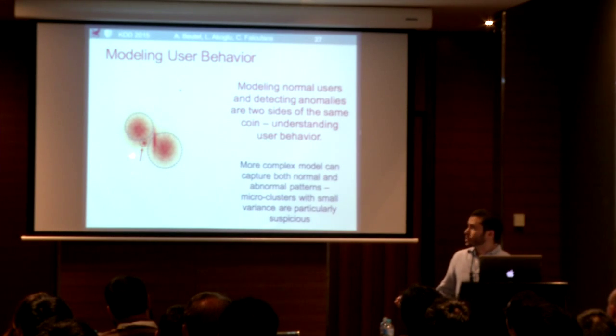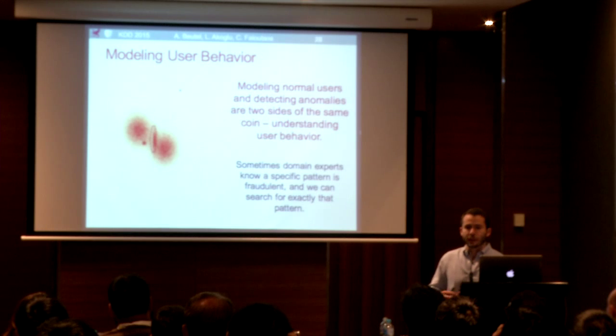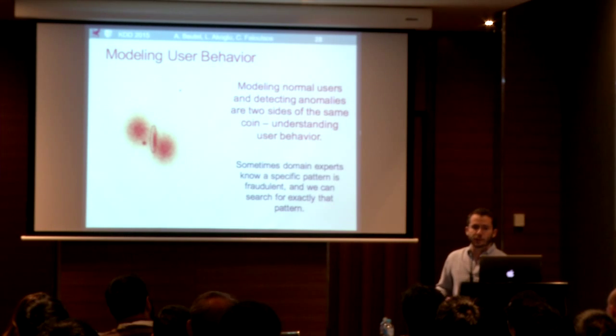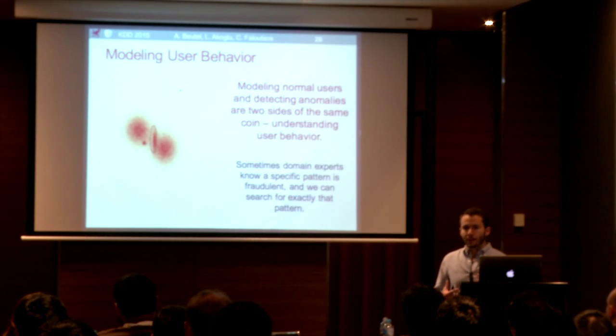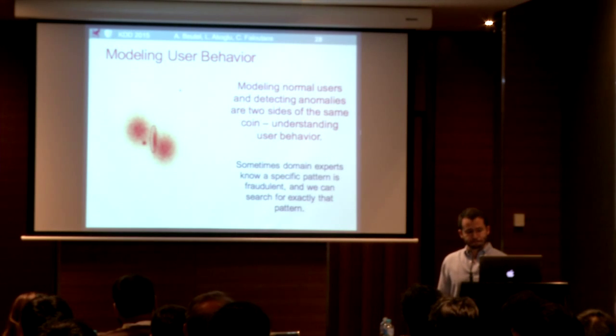We find this one has really small variance. This micro cluster is suspicious and kind of weird. And you might actually say we know ahead of time from some domain expert that this elongated cluster is the really fraudulent pattern, even if it's not as outlier-ish as the other ones. And so there are these different ways in which normal and abnormal behavior can relate to each other, and different approaches you can use, given one method, to understand the other.